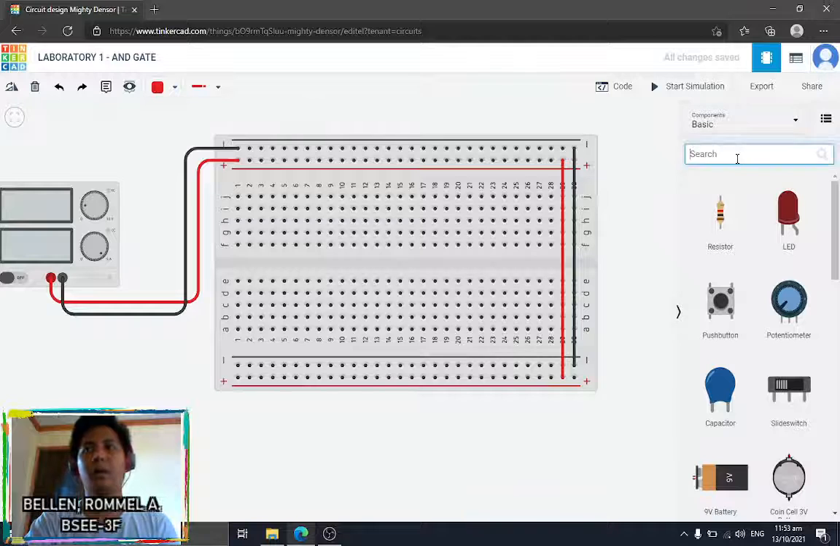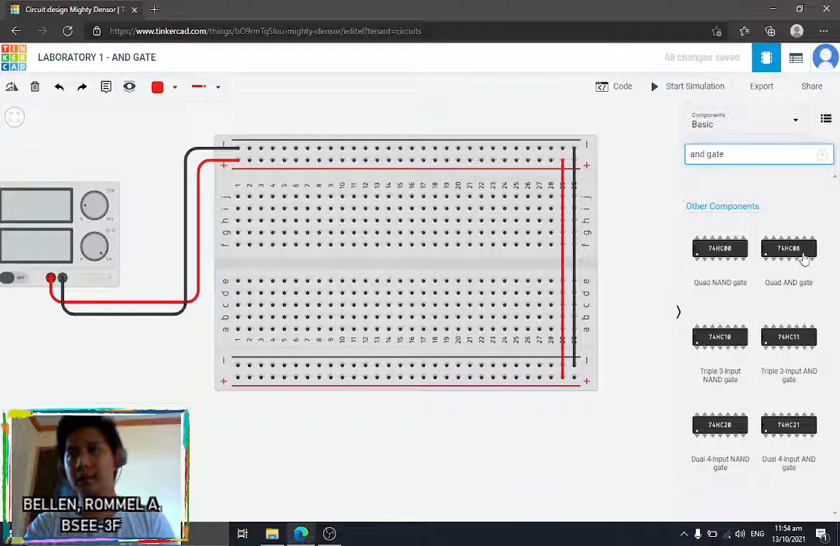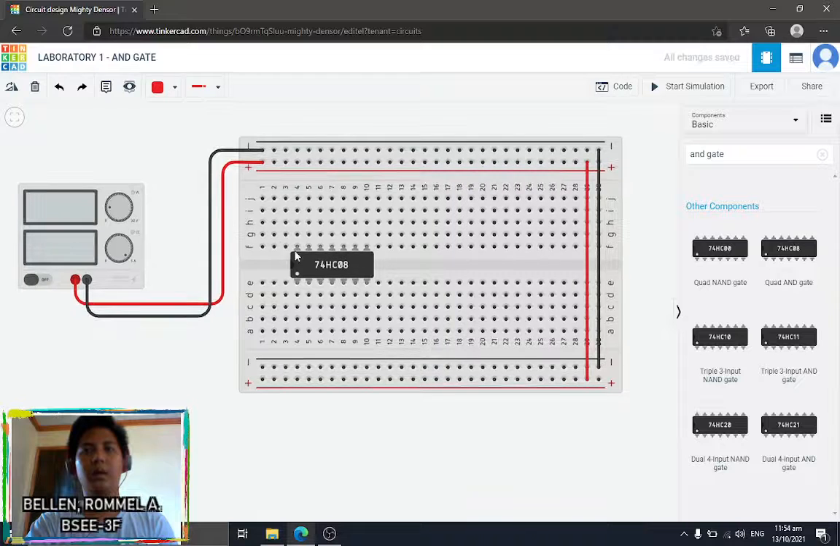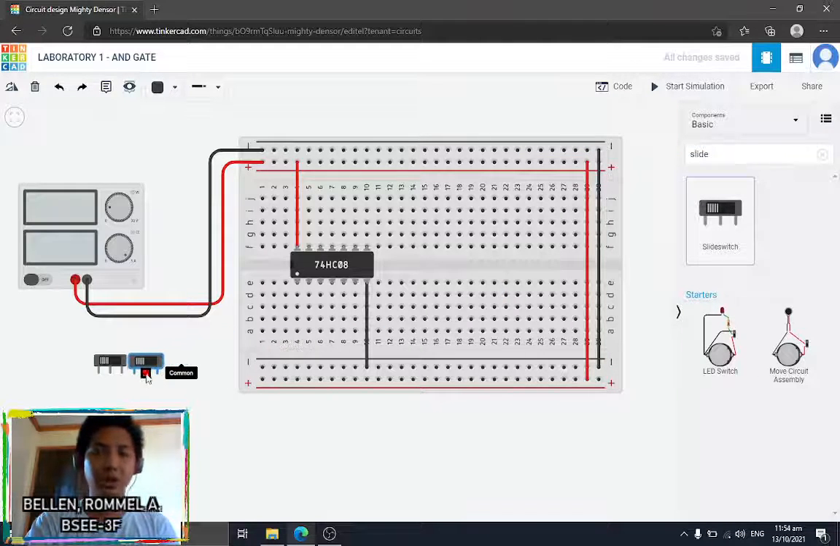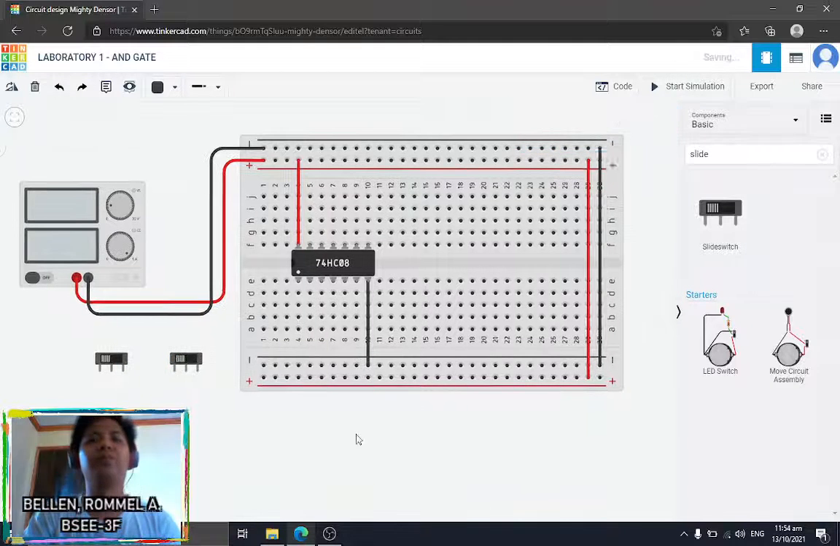Okay. For our AND gate, we're gonna use a 7408 integrated circuit. Okay, here. So let's connect the power and the ground. So just like the OR gate, we're gonna need a 2 input, which means we're gonna need a 2 slide switch. Okay, here and here.